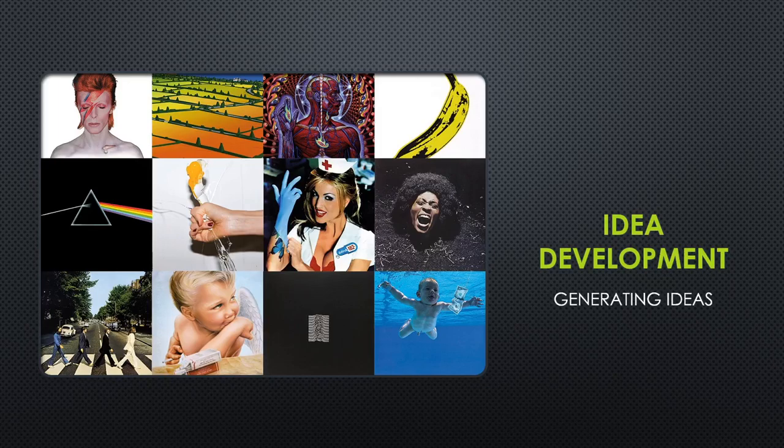Today we're looking at developing and generating ideas, idea development obviously. Today we're looking at what makes album covers iconic. There's a whole load of iconic album covers here. We can see David Bowie, Blink-182, Nirvana, Pink Floyd, Van Halen, the Beatles, loads of them. Loads of people use this word iconic, but let's try and work out what they actually mean by iconic.